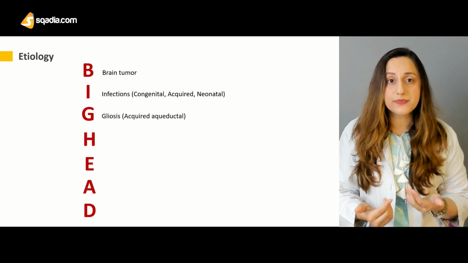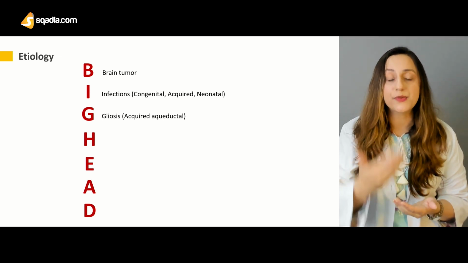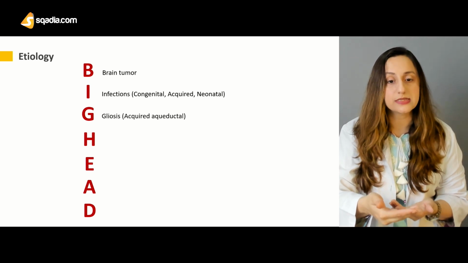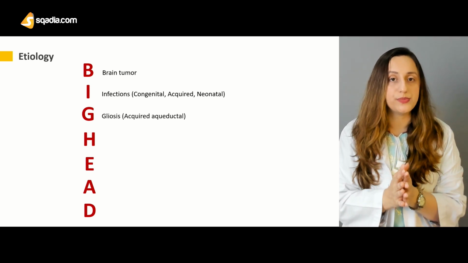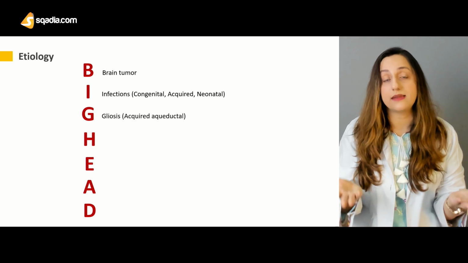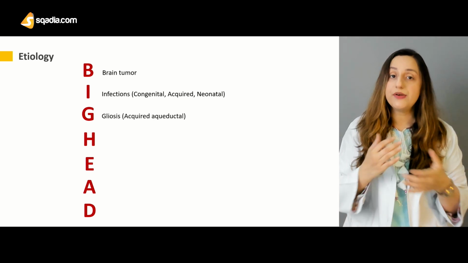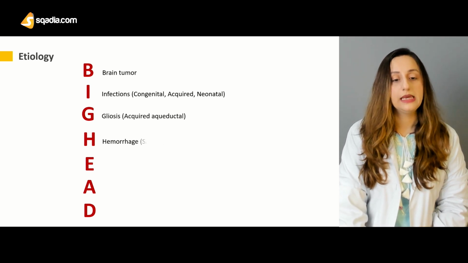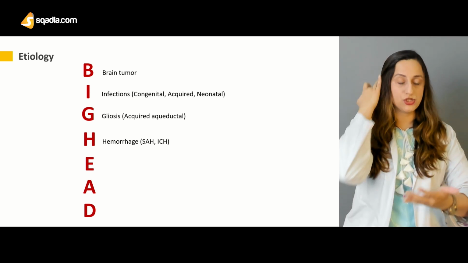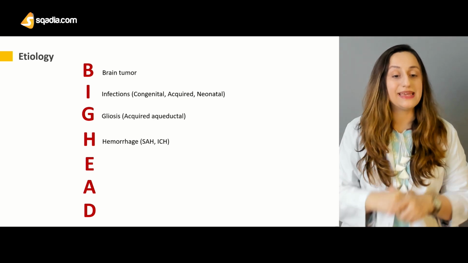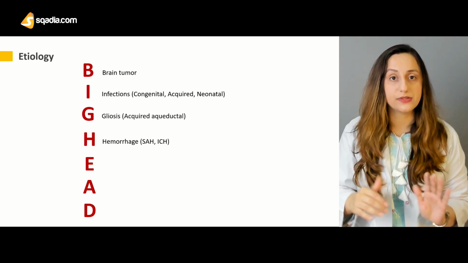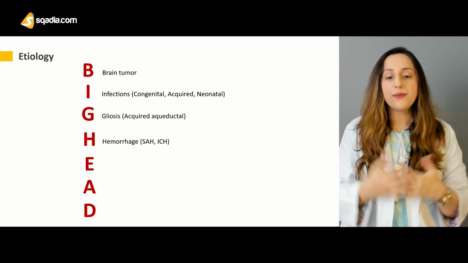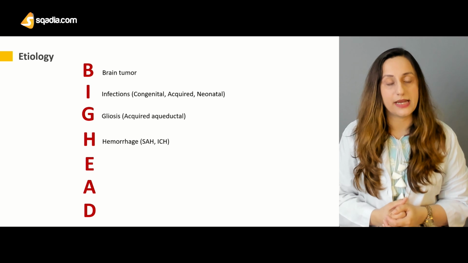And this narrowing is going to build up a back pressure on the third ventricle as well as on the lateral ventricles. And this condition is going to be known as gliosis. And again, it is one of the very important etiological factors over here. Then moving on, we have the H over here in the mnemonic "big head" that we have to remember along with hydrocephalus patients. Hemorrhage is one of the etiological factors.